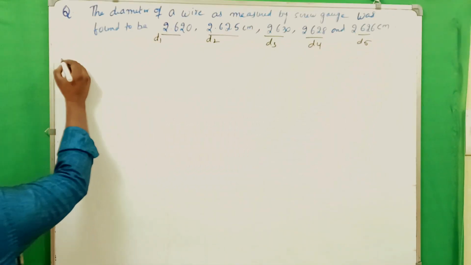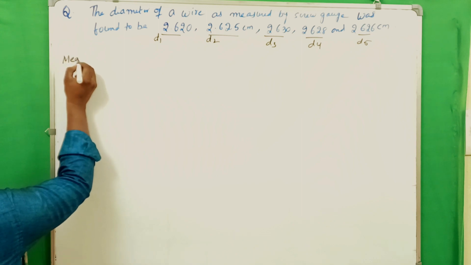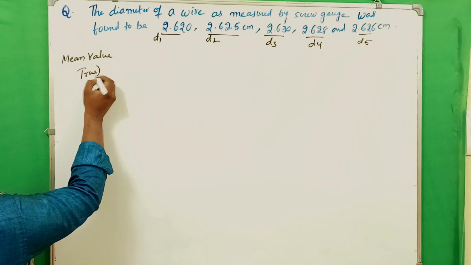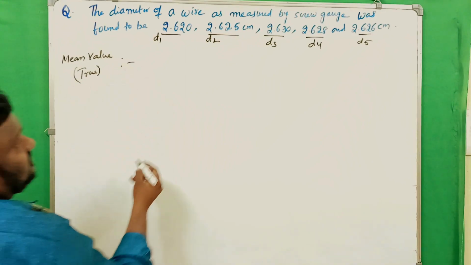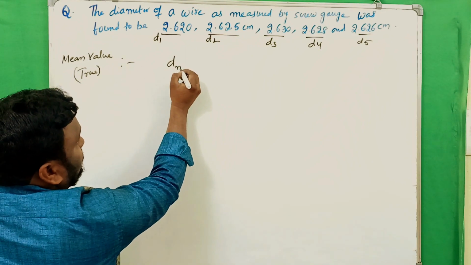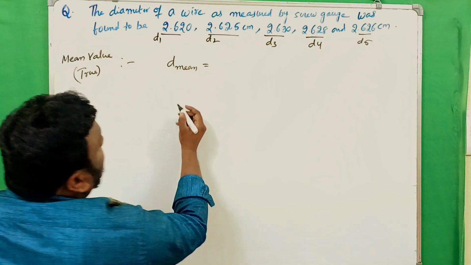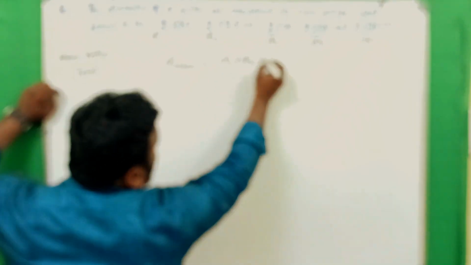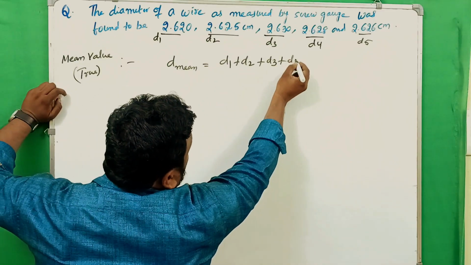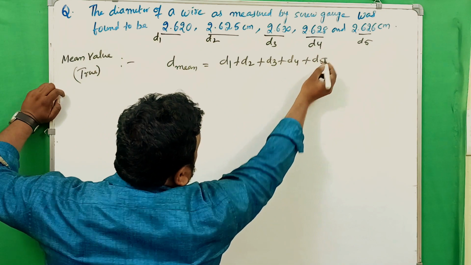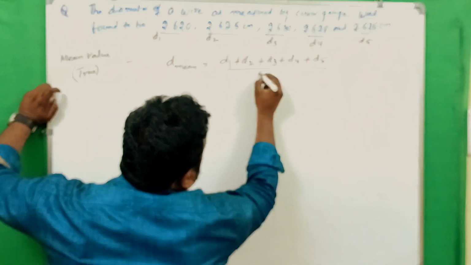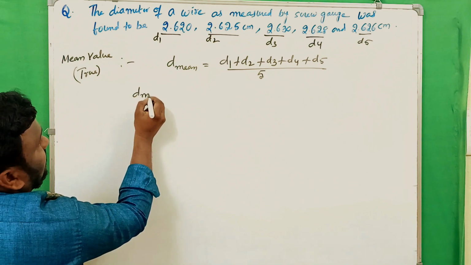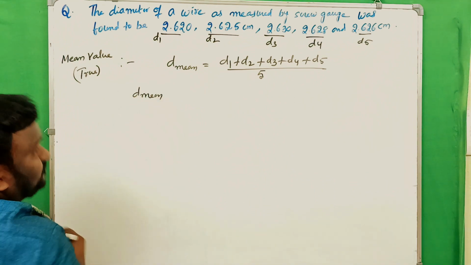So the first thing we have to find out is the mean value or true value. How can we find that? D mean is equal to the average: D1 plus D2 plus D3 plus D4 plus D5, divided by the number of values. How many values are there? 5. That's why we write 5. Clear?